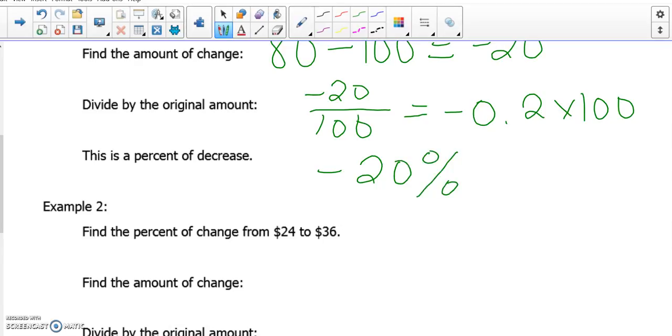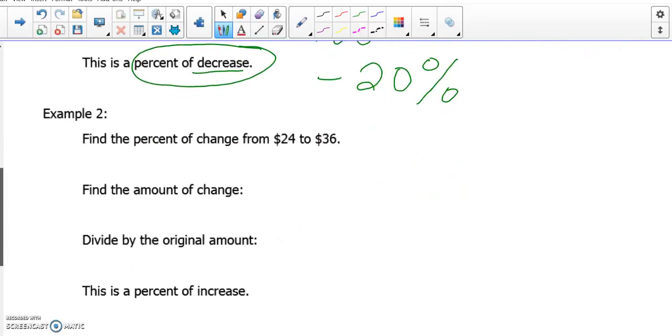So something you want to keep track of is that when you do your subtraction, you get a negative value, that means you have a percent of decrease. Your value went down. So in this example, perhaps you started with $100 in your pocket, you went to the store and bought something for $20, you're now left with $80. That is a 20% decrease. Now let's take a look at our next example.